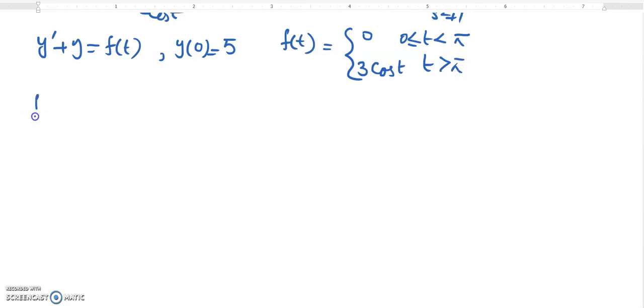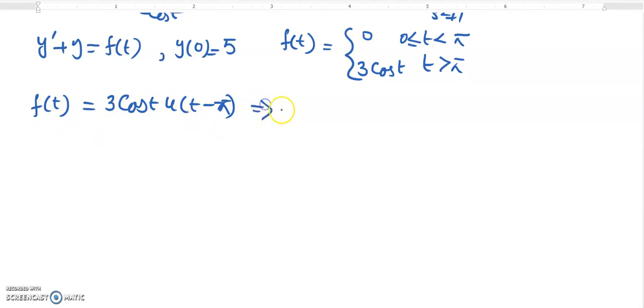In this way, we can write this function in the unit step format as 3 cosine of t into u of t minus pi. We can verify it. For example, if the value of t is less than pi, the u function will be 0, so f of t will be 0. That is okay. And if the value of t is greater than pi, the u function will be 1, so it will be 3 cosine t. So this is the correct representation.